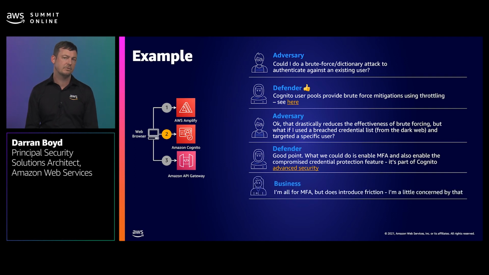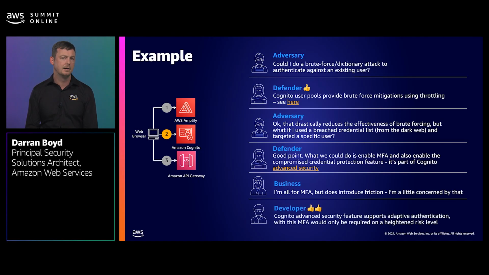Now we have the business persona chiming in, suggesting that whilst they're very much in favor of the protections being provided by multi-factor authentication, they recognize that this could introduce some friction for the end user, and they're a little bit concerned about that. The developer persona has found that with the Cognito Advanced Security feature, you can choose to use adaptive authentication, where multi-factor authentication would only be required on a heightened risk level. So here we can see us taking into account the business view to get a balanced outcome.